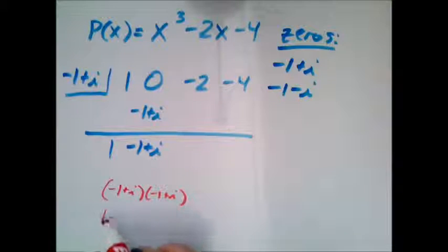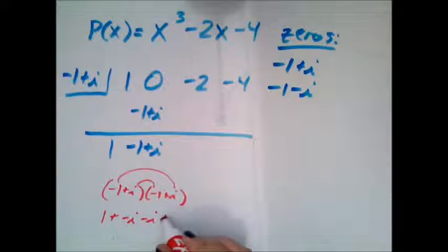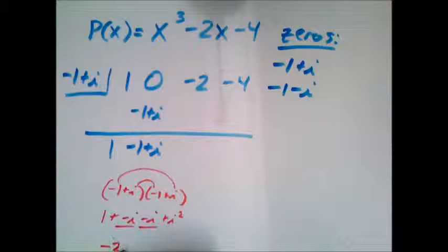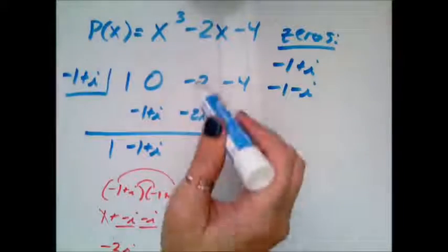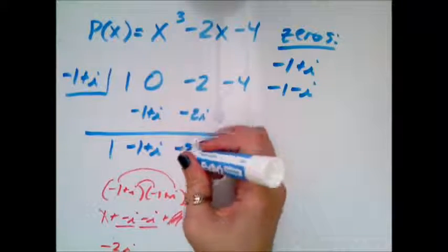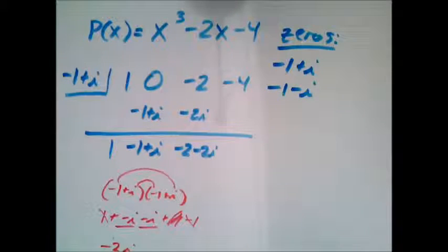So -1 times -1 is 1. My inside term is minus i. My outside term is also minus i. And my last term is i times i, so i squared. So this is -2i if I get like terms together. And this says 1, and this is the same as -1. Right, i squared reduces to -1. So 1 and -1 add to 0, so it looks like I just get -2i. All right, so now when I add -2 plus this just gives me -2 plus -2i, because that's a real part and imaginary part. They're not like terms, so I can't get them together.